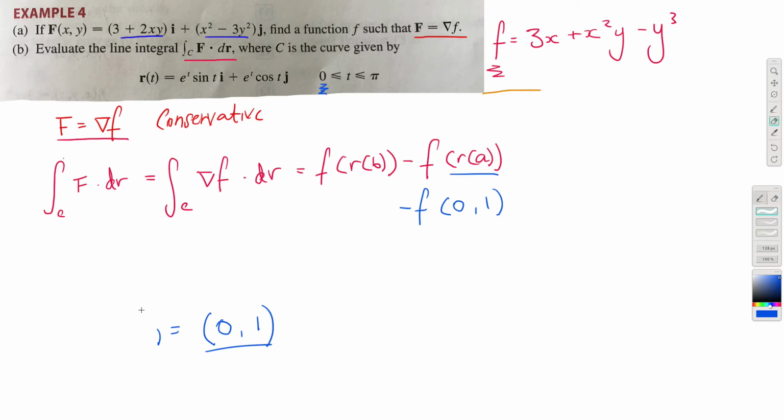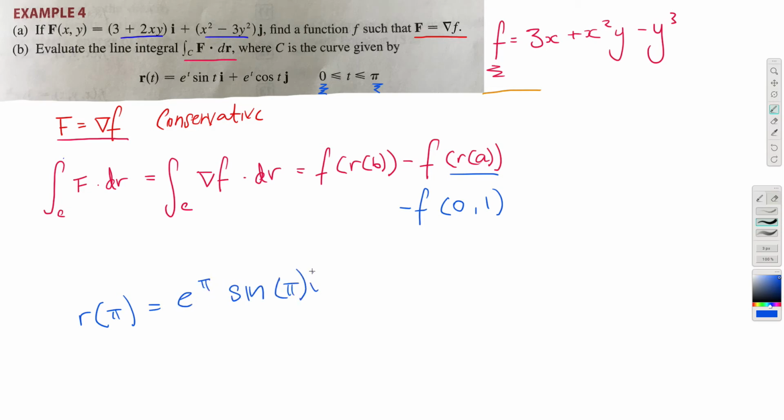Let's now find r of b. What do we know about b? Where is it? Oh, here it is, pi. Well, we know that r of pi is going to be e to the pi sine of pi i plus e to the pi cos of pi j.